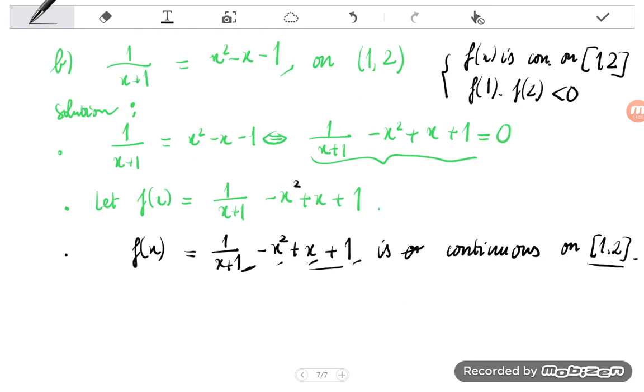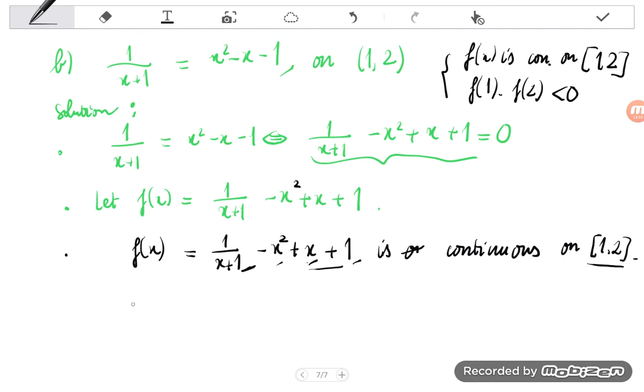And as to the function 1 over (x plus 1), we have similar things. This fraction 1 over (x plus 1) is continuous whenever it's defined. And of course, on the closed interval [1, 2], this fraction is defined, so it is continuous. And f(x) is the sum of these functions, which are continuous on [1, 2]. So f(x), which is the sum of the functions, is of course continuous on the closed interval [1, 2].